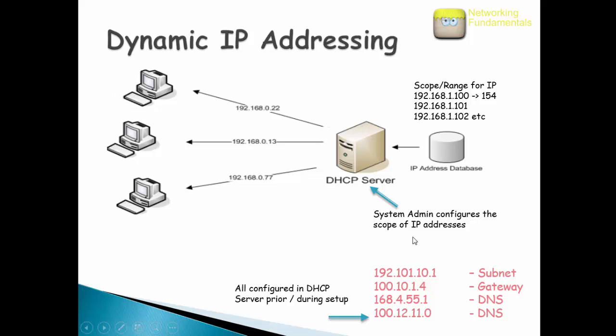The system administrator configures the scope, and they also configure the subnet, the gateway and the DNS IP addresses. So all that the DHCP server really deals with or needs to worry about, because all the rest is pre-configured or predefined, is the dynamic IP address for the device or computer.